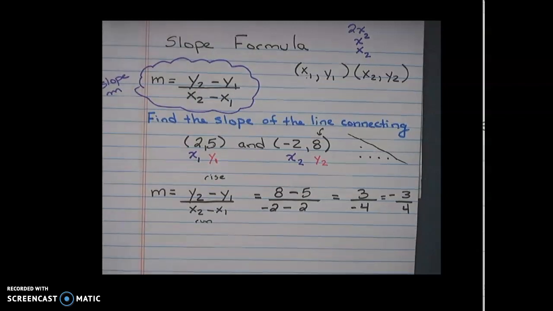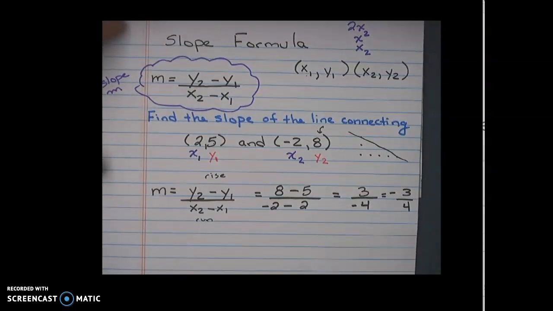Let me just show you one more that can trick people when they're doing the math. Not that it's any different, it's just that some people aren't as good with negative numbers. So we're just going to look at one more, and then I'll have you guys try some out.